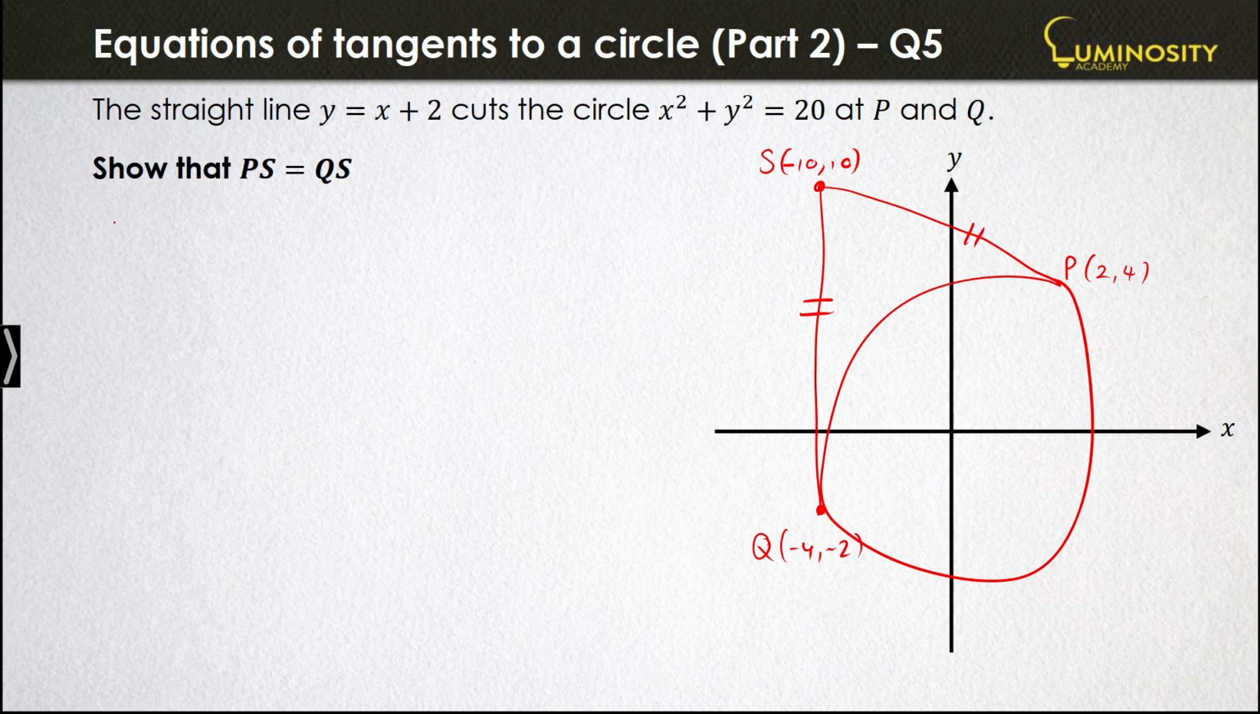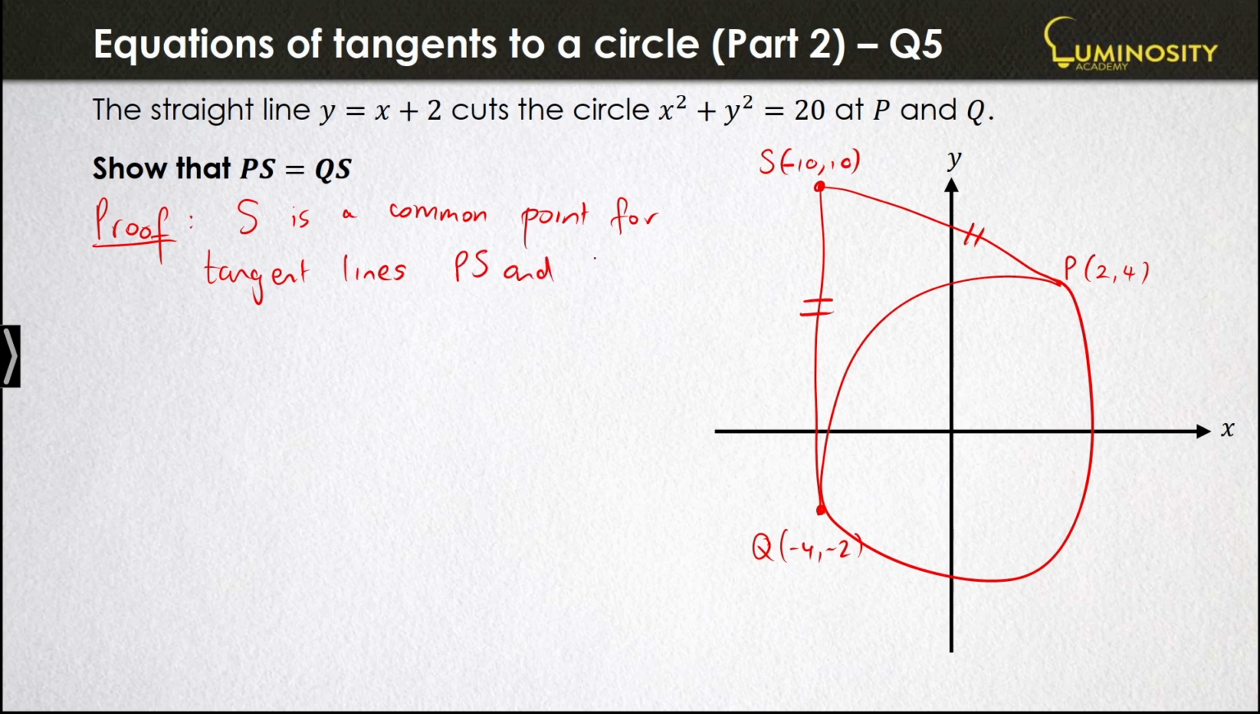So, proof: S is a common point for tangent lines PS and QS. Therefore, PS is equal to QS by the tangent theorem. Okay, so that's all you would need.